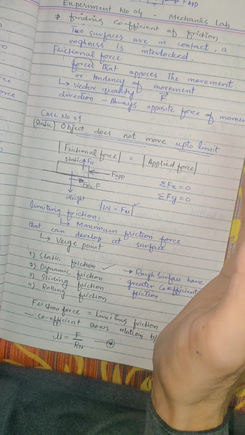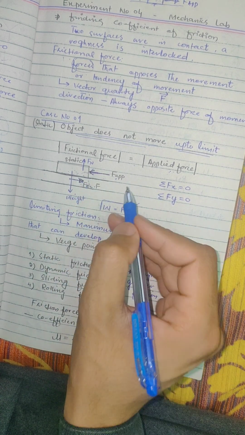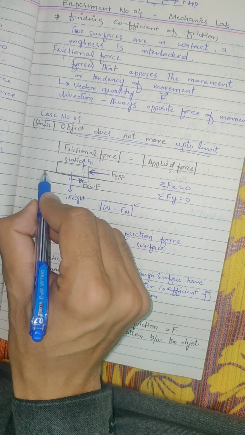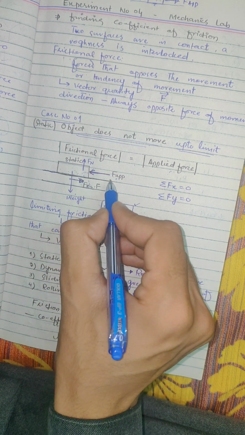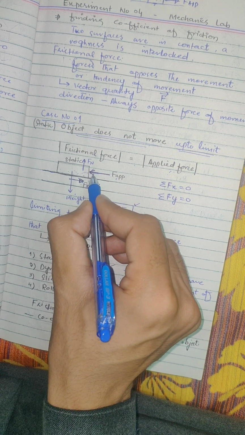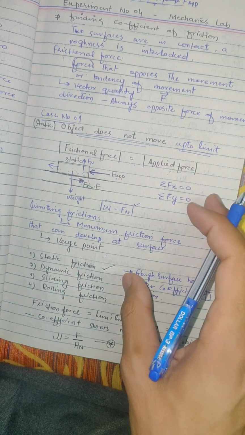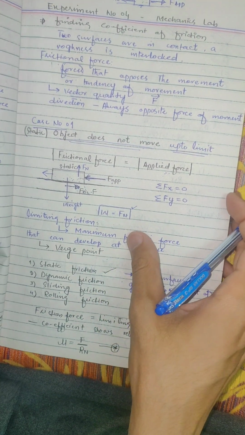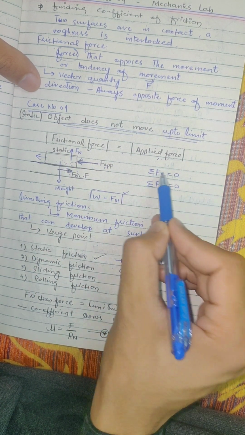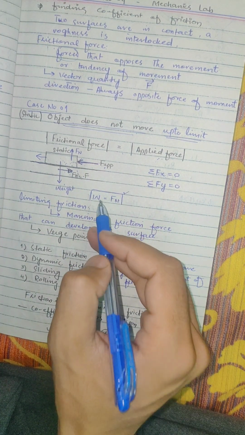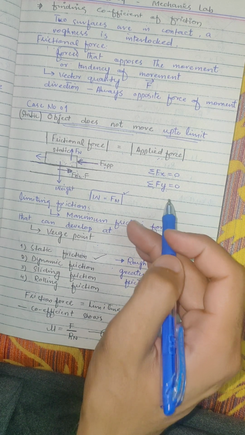But this condition holds only up to a certain limit. When the applied force increases beyond a certain limit, the body starts to move. The point at which an increase in the applied force can start the motion of the object is called the verge point or verge position. At this position, when the frictional force is equal to the applied force, the summation of Fx is equal to 0, meaning the summation of all forces along the x-axis is 0, and the summation of Fy is equal to 0, meaning the summation of all forces along the y-axis is 0.